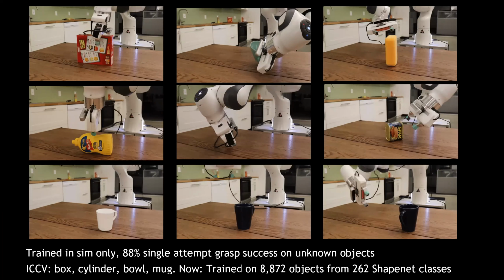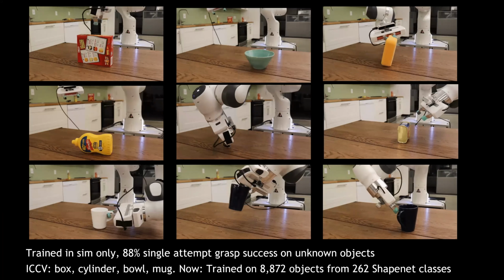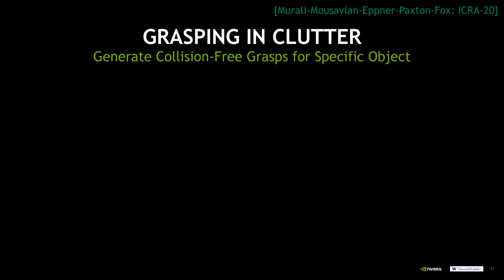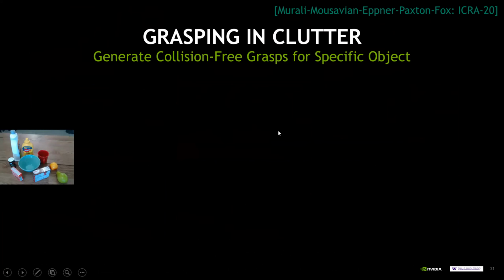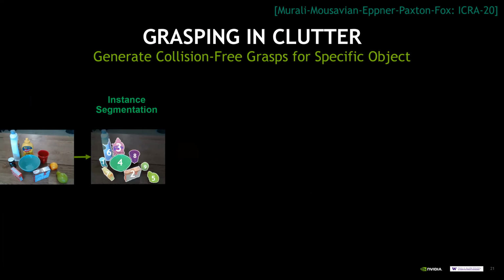It can grasp from many different angles as is appropriate, which is important in a second, right? Because what we really want to do is grasp in cluttered scenes, right? Not all of our objects are just going to be sitting out conveniently on the table for us. So in this case, we have a scene with a bunch of different objects in it. There's one of these that I want to grab.